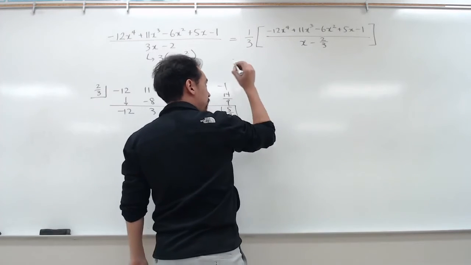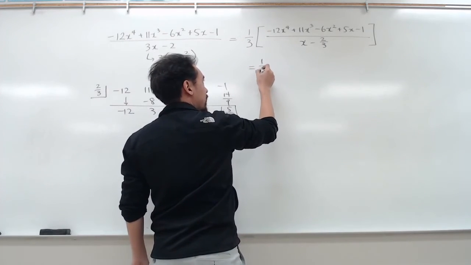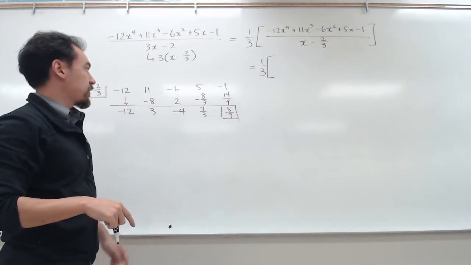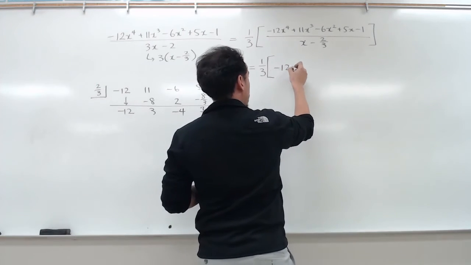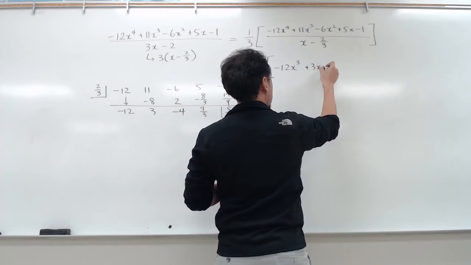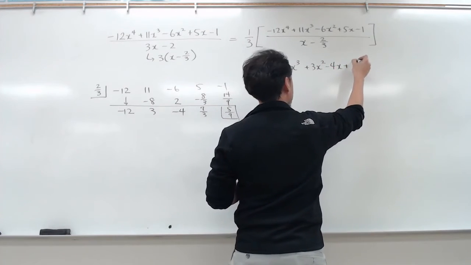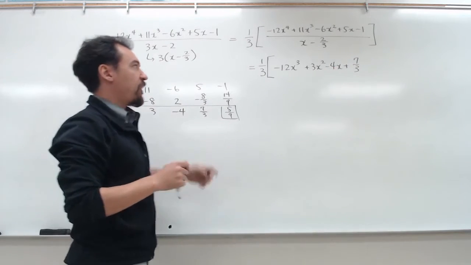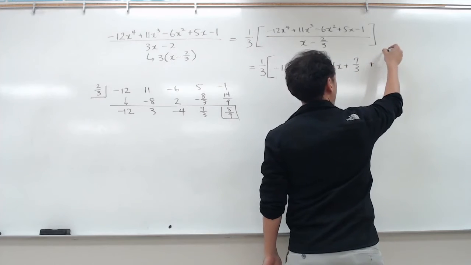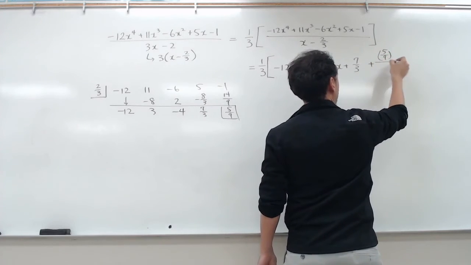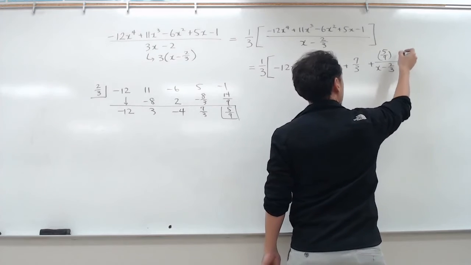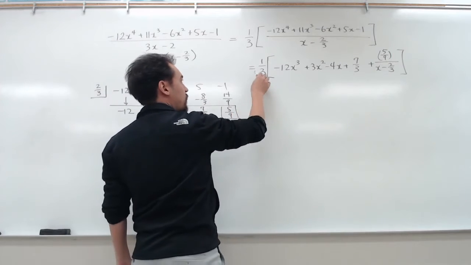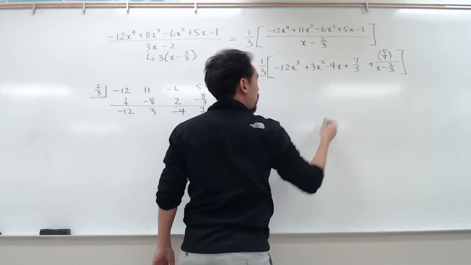But when I write this very carefully, I will retain the 1/3 out front. And inside here, I'll write the quotient and remainder. So we'll go negative 12 x cubed plus 3x squared minus 4x plus 7/3, taking these for the quotient, and this 5/9, I'll say plus 5/9 in the numerator, divided by x minus 2/3 for the denominator. And the last step is going to be taking this 1/3 and distributing it through all of these terms.